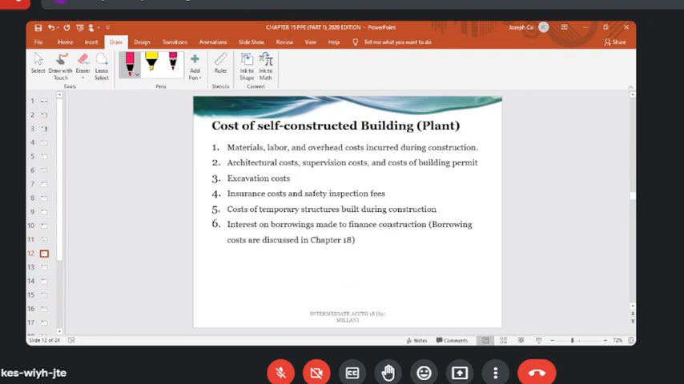And then, for the self-construction, yung self-construction natin is material, labor, overhead, no? Material, labor, overhead for the self-construction. And then, in case meron po tayong savings, no? Yung savings ko, wala po siyang effect, no?